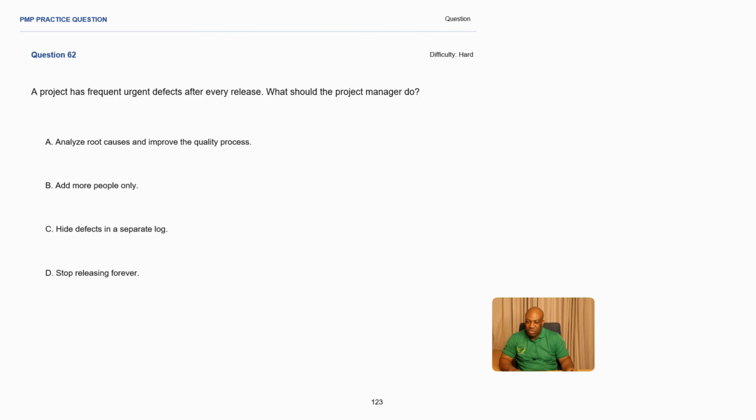Practice question number 62. A project has frequent defects after every release. What should the project manager do? Okay, so this is also classified as hard in terms of the question. So what is our problem statement? The project has frequent defects after every release, which means after every release they are finding defects. What should the project manager do?